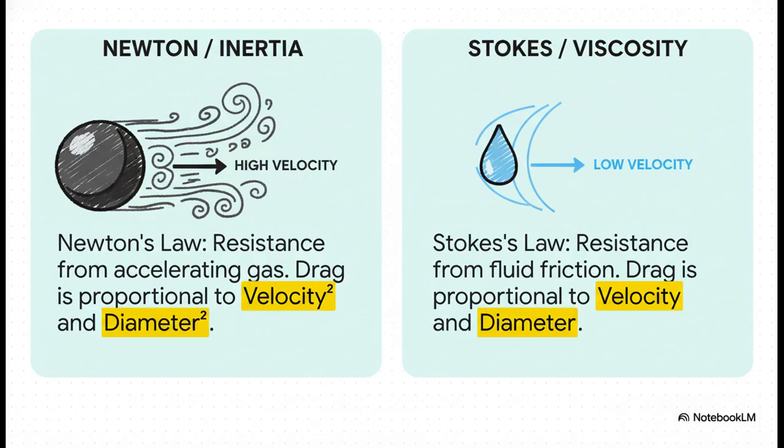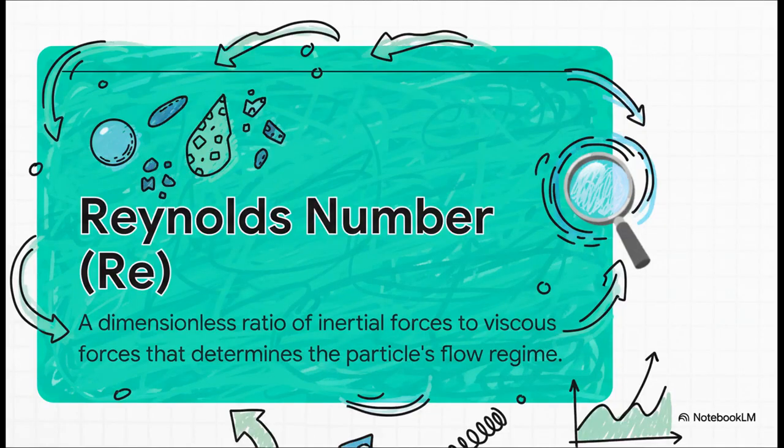But on the other side, in the world of tiny, slow-moving aerosols, it's a whole different ballgame. Here, Stokes's law reigns, and it's all about viscosity, the sticky friction of the air itself. So the obvious question is, how do you know which law to use? Well, that's what the Reynolds number is for. It's basically a scorecard that tells us which force is winning the battle. And for us, in the world of aerosol science, this is the kicker. The Reynolds number is almost always less than 1. That means we are firmly, and I mean firmly, in Stokes's territory.